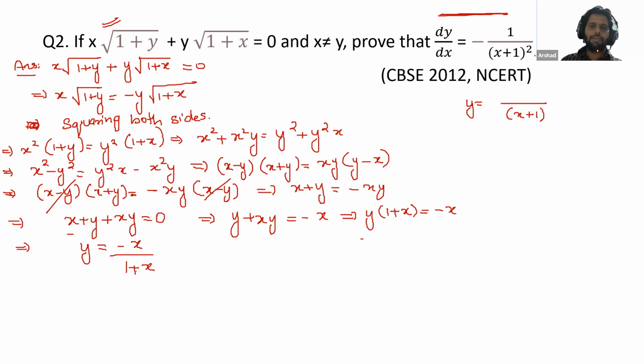Why have we done this? Because in the starting of the question, I told you that in the denominator, we need a 1 plus x, because in the final result you have a square in the denominator. That's why we need 1 plus x in the denominator. Is it clear, Abdul? Yes. Okay, very good. Now you can differentiate. Please differentiate it and check whether you are getting the same result. This question came in CBSE 2012 as well as in NCERT, so this is an important question.